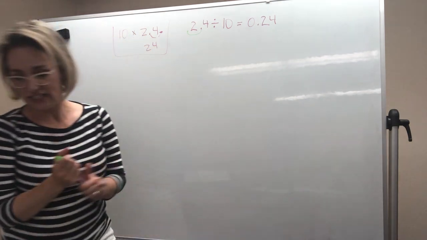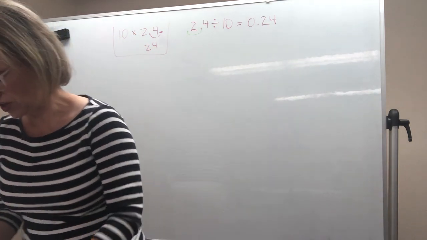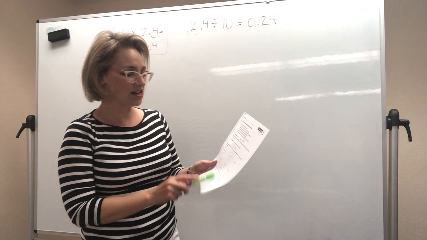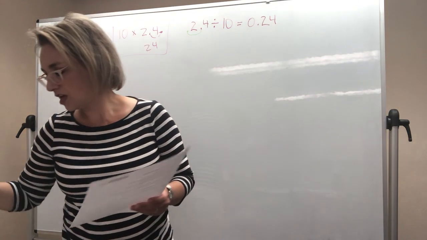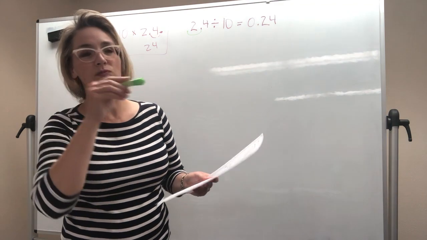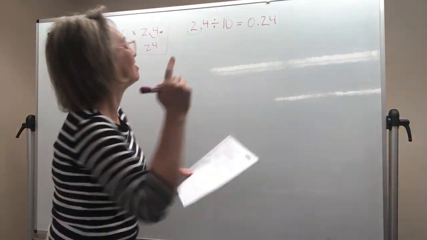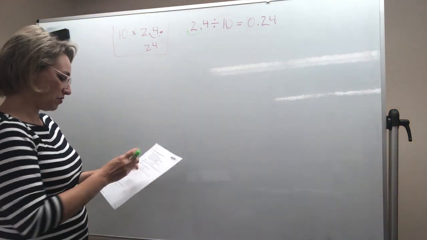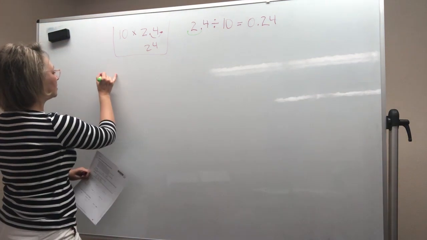Okay, so let's take a look at your worksheet. We're going to do the 3 that are on here together. Then you have 9 of them in your book to do on your own. All you do is move the decimal point over to the left. It's going to be super easy for you. Okay, so let's look at number 7 here.